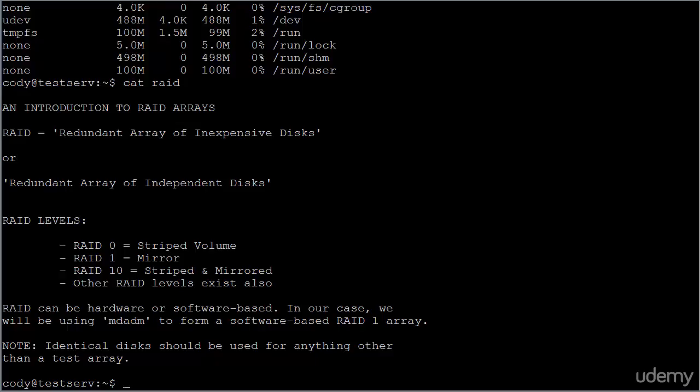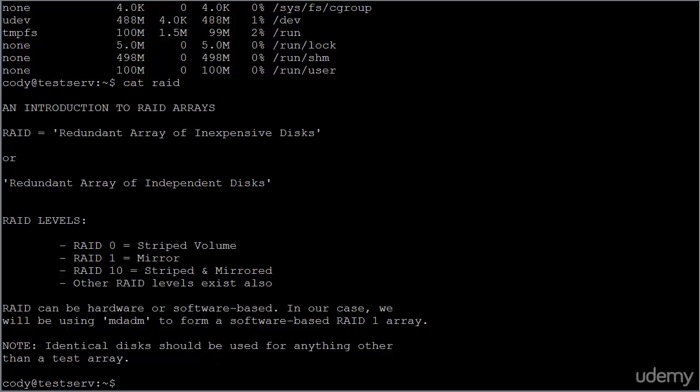Now, what this means is that none of those disks in the array actually contain your data by themselves. The data is literally striped across the disks. So if you have, for example, two 1 terabyte hard drives, you could put them together in RAID 0 and they would appear as one 2 terabyte striped volume, or one 2 terabyte array.